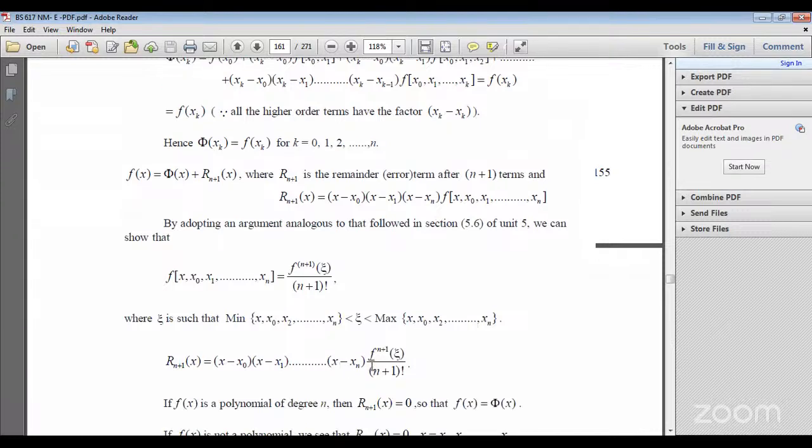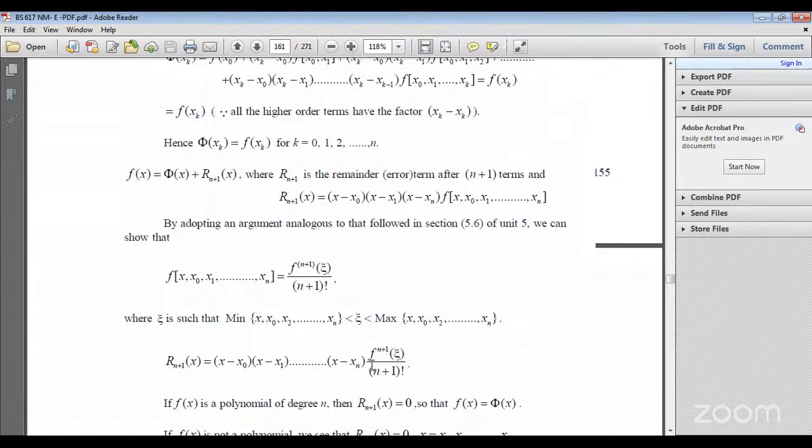Here R is the remainder; we are taking R n plus 1 of x, where R n plus 1 is the remainder error term after n plus 1 terms: R n plus 1 of x equals (x minus x0)(x minus x1) and so on (x minus xn) times f of x, x0, x1, x2, x3, and so on, xn. By adopting an argument analogous to the one followed in the previous section, we can show that this equals f to the power n plus 1 of zeta divided by n plus 1 factorial, where zeta lies such that it is between the minimum and maximum of x0, x1, and x.